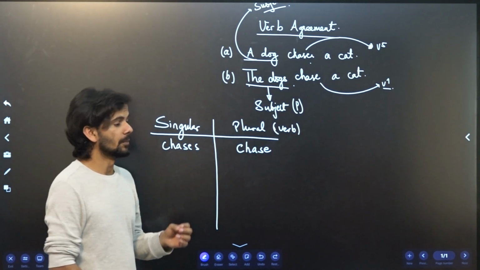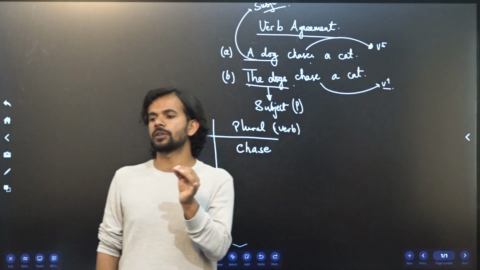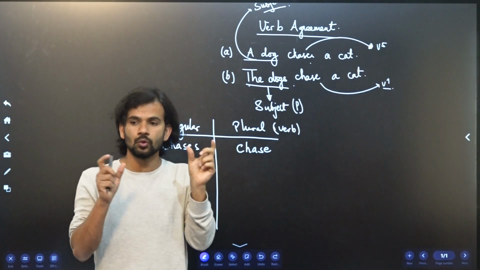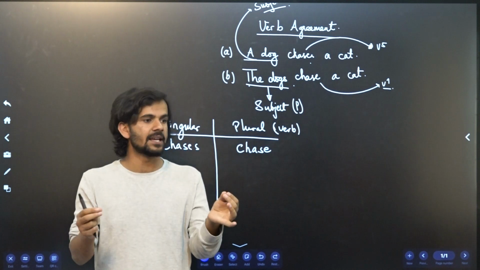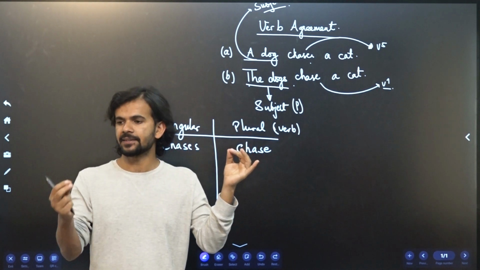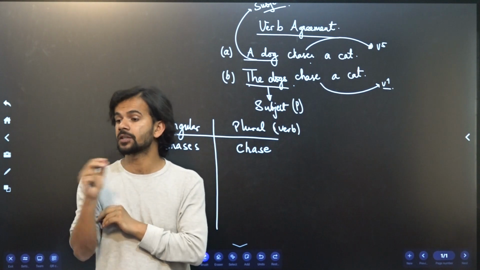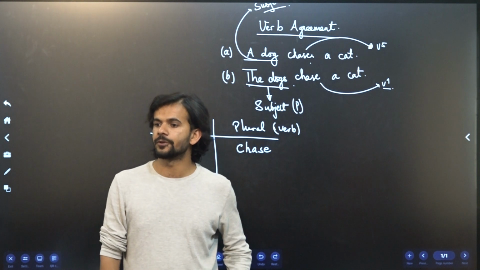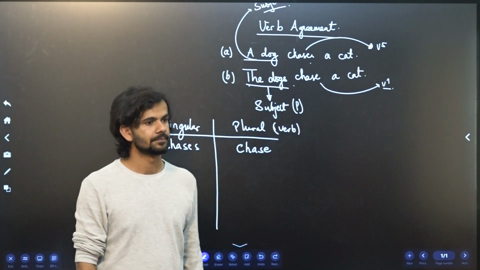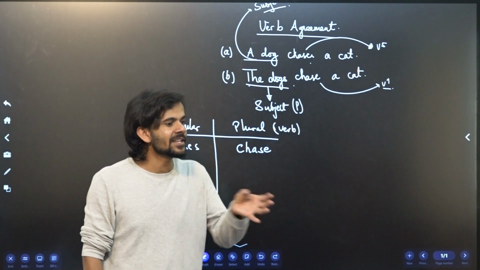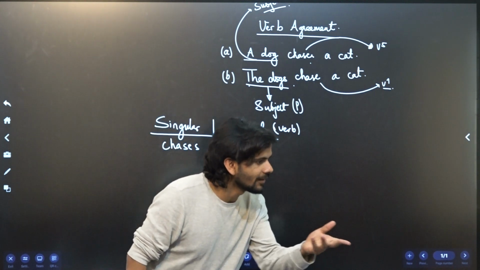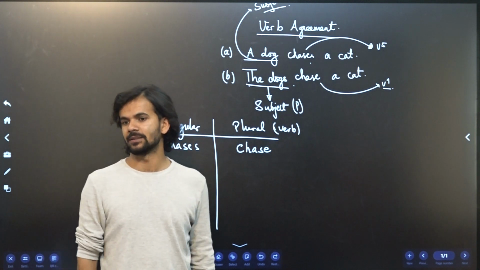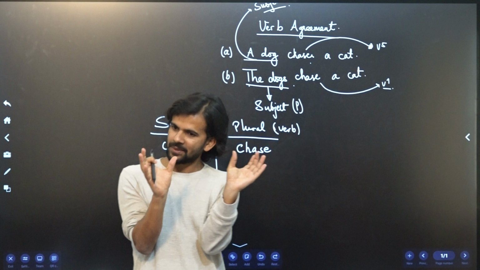So it is extremely important to be able to see how a subject takes a certain form of the verb. You cannot use, for example, I are going to Kathmandu. You cannot say that. You have to say, I is going to Kathmandu, isn't it? No. What do you have to say? I am going to Kathmandu. I is the subject, am is the verb.